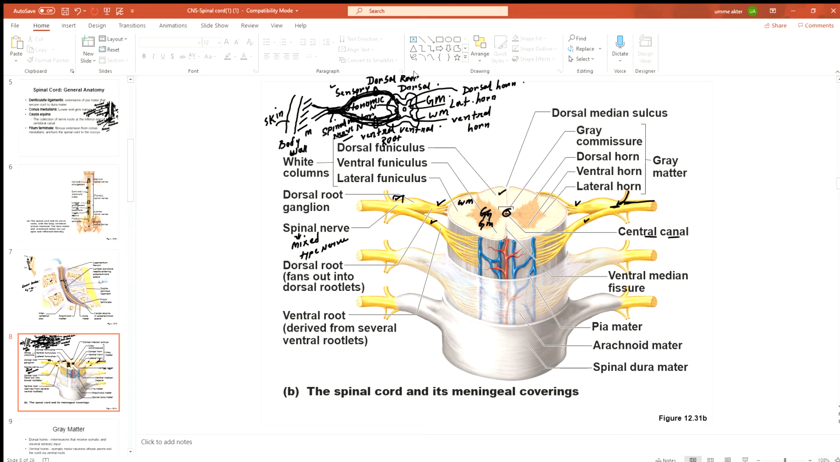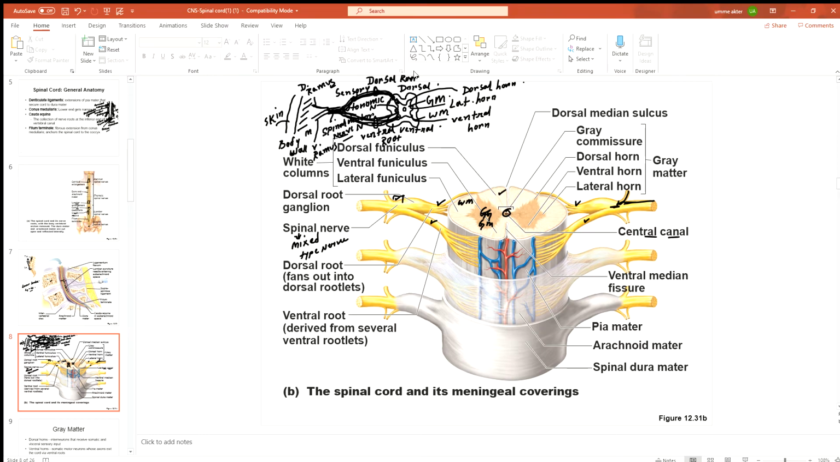And these are called rami. This is ventral ramus, singular, ventral ramus, and this smaller or thin one is dorsal ramus, together called rami.